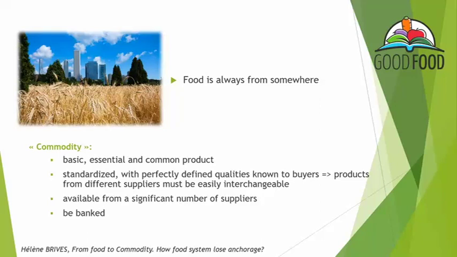Through what processes? In economics, the term commodity is used to designate basic, essential, and common products: standardized products with perfectly defined qualities known to buyers, in order that products from different suppliers can be easily interchangeable, products available from a significant number of suppliers, and products that can be banked. Wheat, coal, copper are examples of commodities.